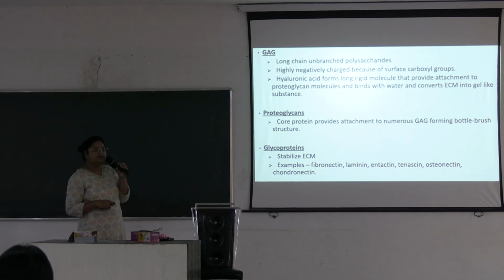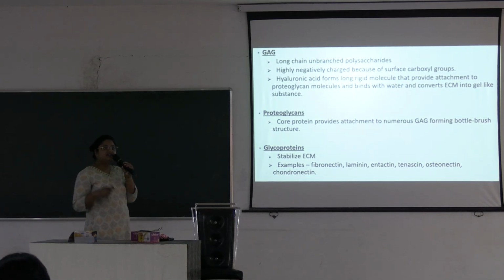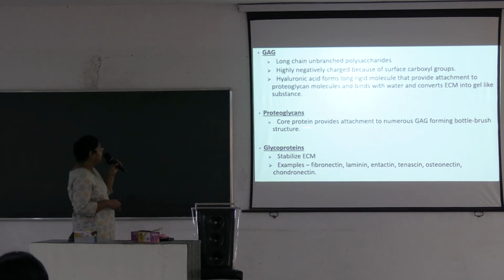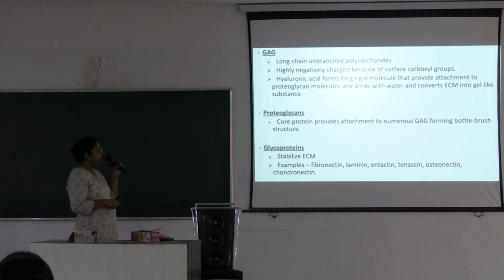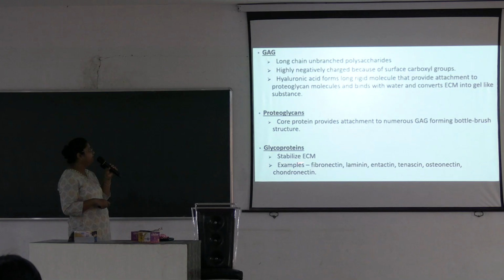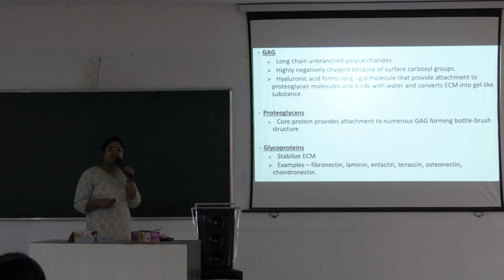Next is proteoglycans. Proteoglycans have a core protein. So GAGs are polysaccharides, they are carbohydrates, and this is protein. Proteoglycans are proteins, and they provide attachment to numerous GAGs, forming a bottle brush like structure. And glycoproteins stabilize the extracellular matrix, and examples are fibronectin, laminin, entactin, tenascin, osteonectin and chondronectin. Okay, so the main components are GAG and proteoglycans, and glycoproteins help in stabilization.